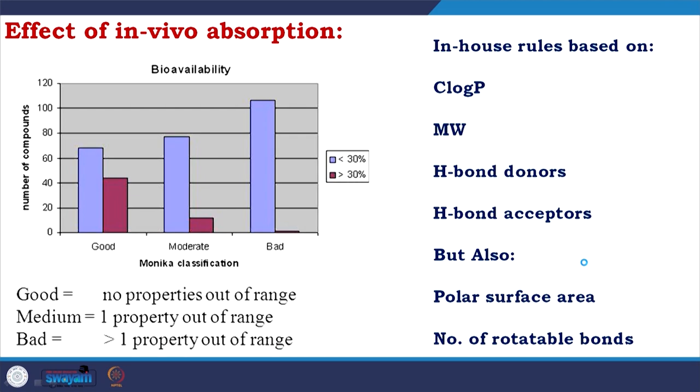Now, when you have the compounds, you classify them in terms of bioavailability: good is no properties out of range, medium is one property out of range, and bad is more than one property out of range, where the rules are based on C log P. So, the log P which was considered in all the rules is changed to C log P. So, we had log P, now we are considering C log P, molecular weight, hydrogen bond donor and acceptor, but now we are also including number of rotatable bonds and polar surface area, which we have seen in other filters.